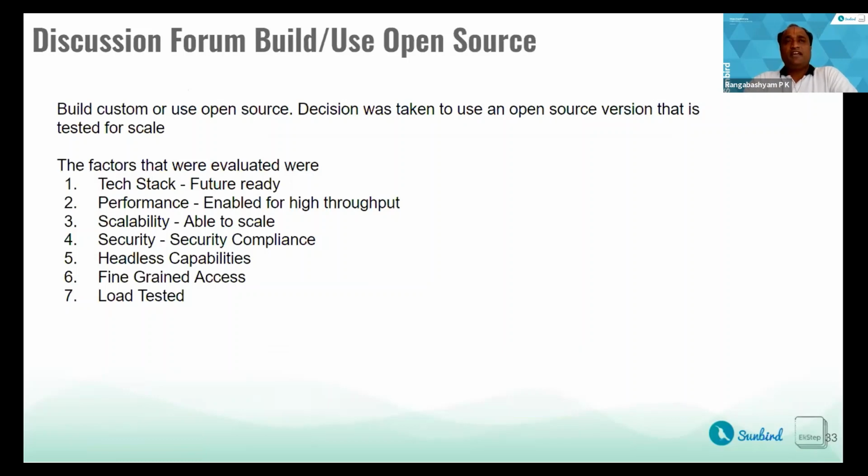When we were discussing how to implement these use cases, open discussions, context-based discussions, security, fine-grained access, everything, we had a list of factors that we evaluated to decide whether to build or use an open source version. The factor we evaluated was to make sure that the choice we make is a future-ready tech stack, which means we are not looking at an old tech stack that's been running for ages, but a futuristic tech stack.